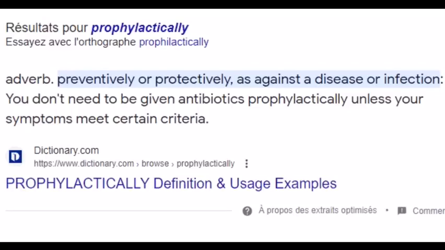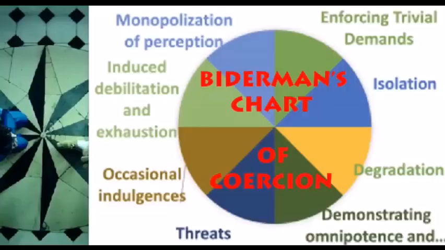Biedermann's chart of coercion. The general psychology behind the octagon rules of coercion is to keep the square feudal slaves busy and under constant pressure, so they won't have the energy to stand up against the masters of the inner circle.